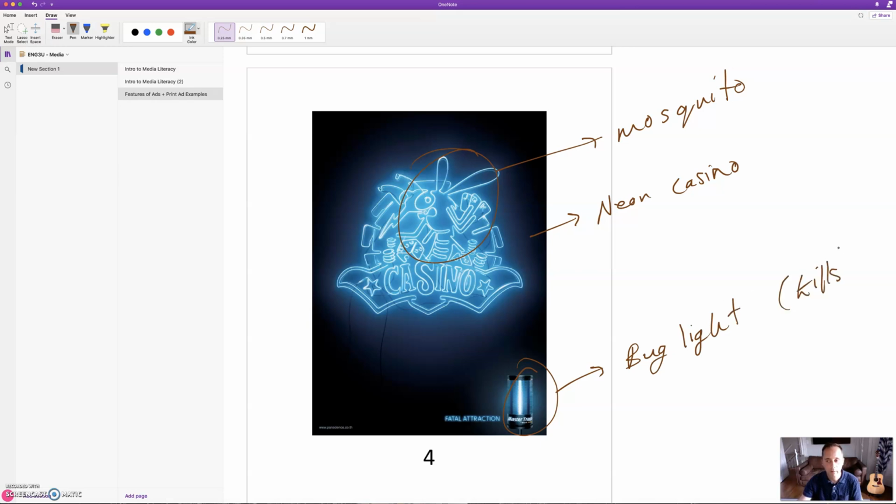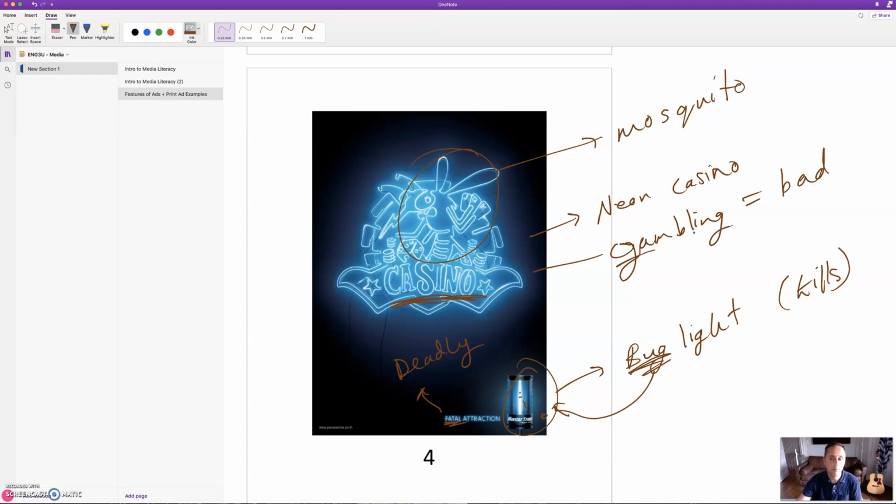It kills. And so what's the key text here? Well, here it is. Fatal means deadly. Deadly attraction. Who's attracted to this light? The bugs like the light, right? And they hang out there. And then zzz, they're dead. So actually they've made a comparison between gambling and something bad. So target audience would not be people who love gambling or the casinos, right?